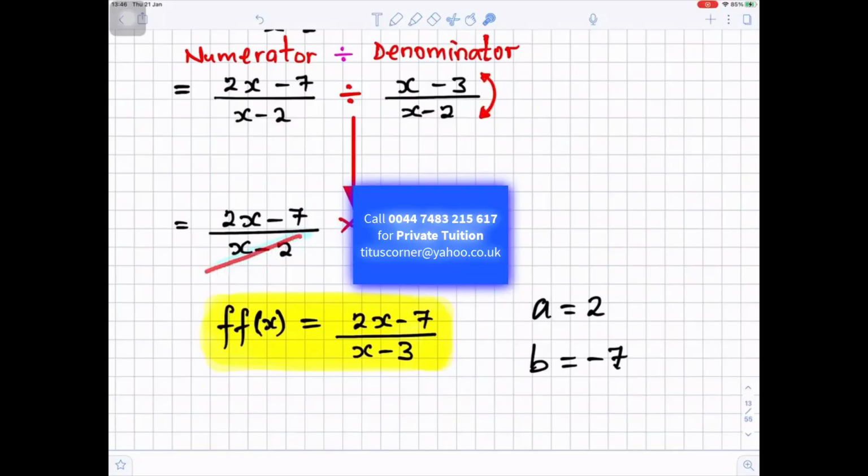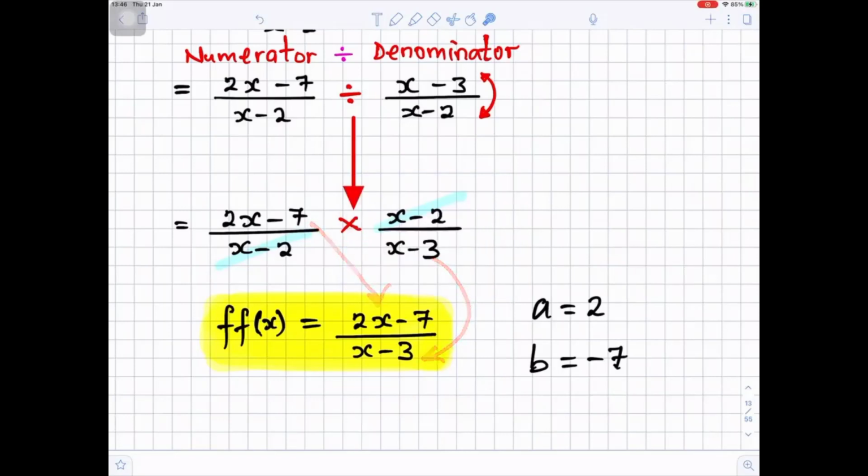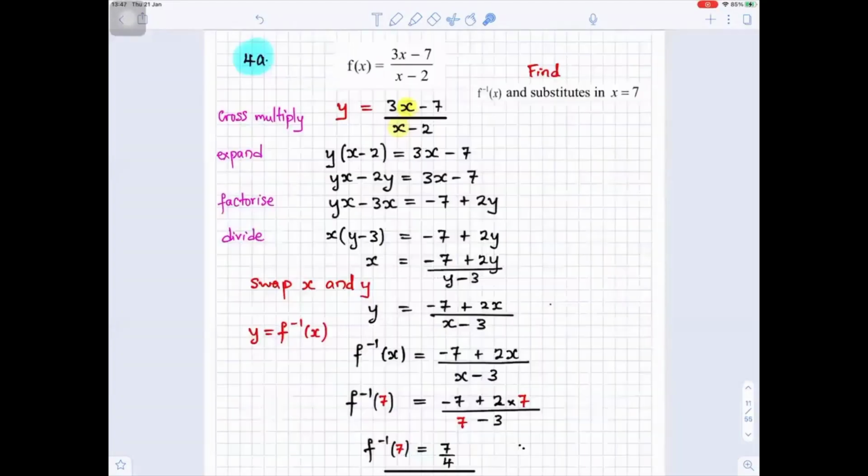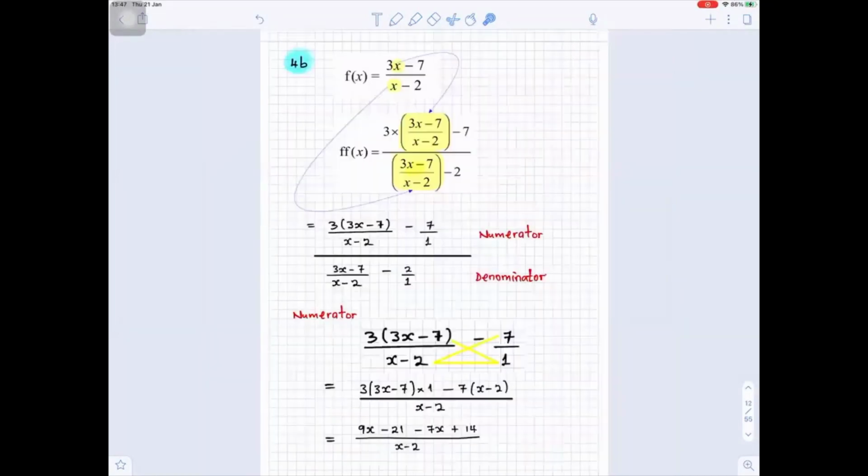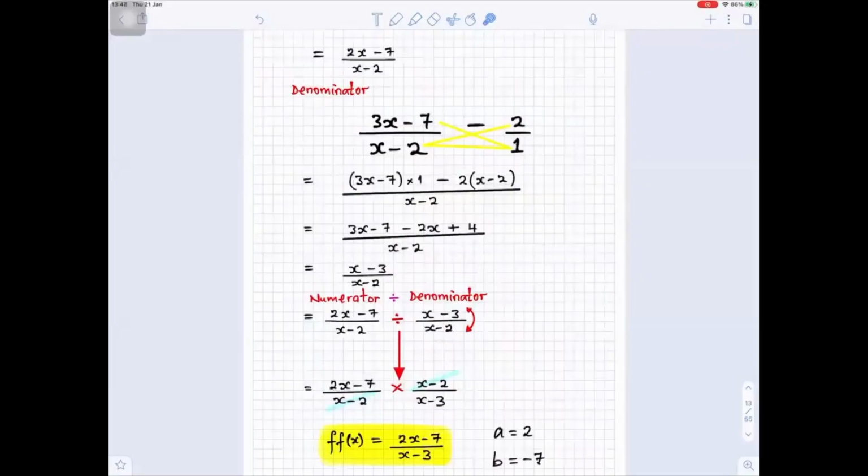So we'll have x minus 2 in the denominator and x minus 2 in the numerator, which cancel. So you're left with 2x minus 7 divided by x minus 3. And that means your A is the 2 and your B is the minus 7. So that's your complete answer for 4A, 4B, and the final part of 4B.